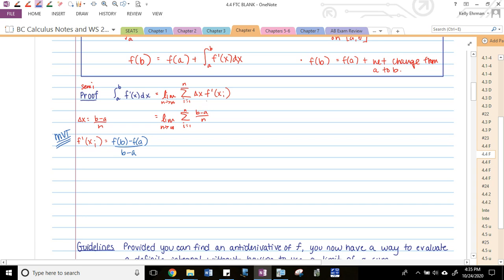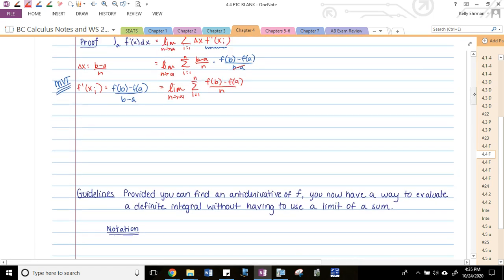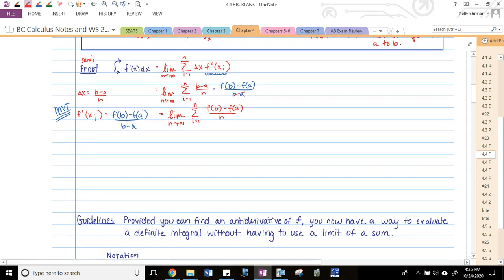So I'm going to say, let's swap out f prime of x sub i with the mean value theorem, that says one of those x sub i's is going to equal f of b minus f of a over b minus a. And that's kind of handy, because you can see this b minus a cancels with this one. So now I have the limit as n approaches infinity of the sum from 1 to n of f of b minus f of a divided by n. I don't have any i's that I have to worry about.